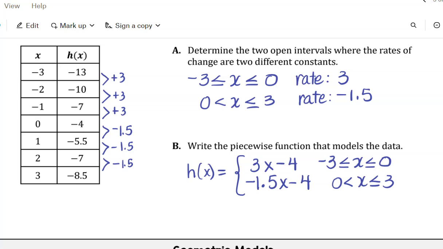Now it says write a piecewise function of the model. The slope, how it increases, is 3 in the first part. And if you notice, they actually intersect at (0, -4), both of them, at the switch. That makes it easy to see the y-intercept, because they're linear. So 3x minus 4 for the top half, because of the slope and the y-intercept. And then for the bottom half, -1.5 for the slope, and again, the y-intercept is (0, -4).